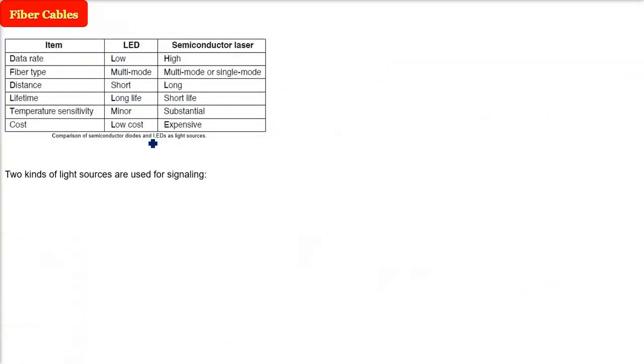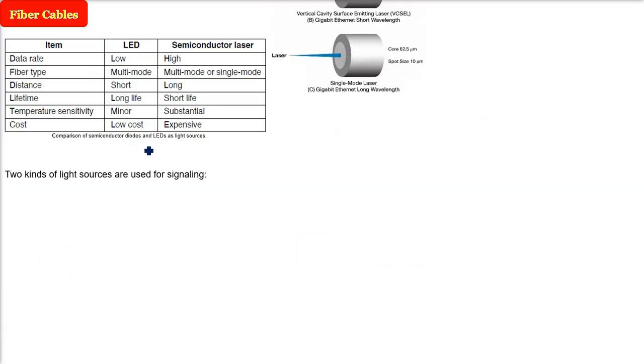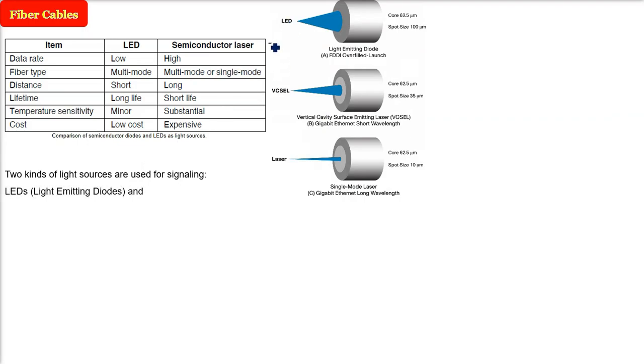So there are 2 kinds of light sources, because light is very important here. It is all about light. There are 2 kinds of light sources for signaling. First is the LED, light emitting diode, and the second one is semiconductor lasers. This is the laser. This is a single mode laser, and this is for gigabit Ethernet long wavelength.